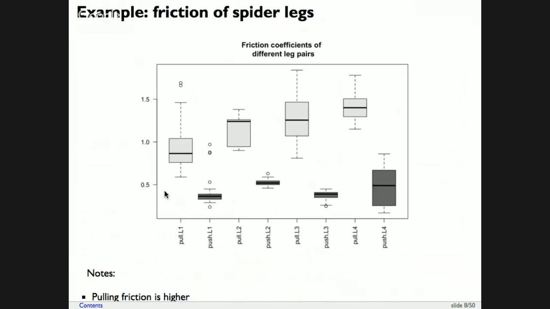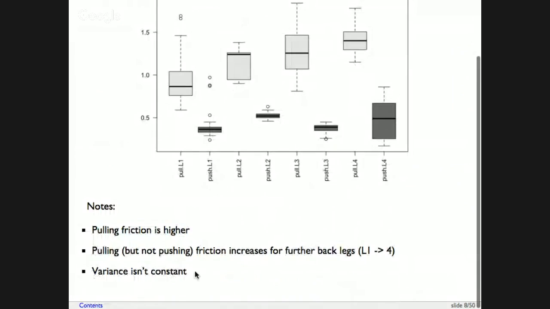Oh, and I just wanted to mention this note that the variance isn't constant. That violates one of the assumptions of the test that we'll be doing, which is so-called homoscedasticity. Homoscedasticity means that the variance in each of your groups is the same.